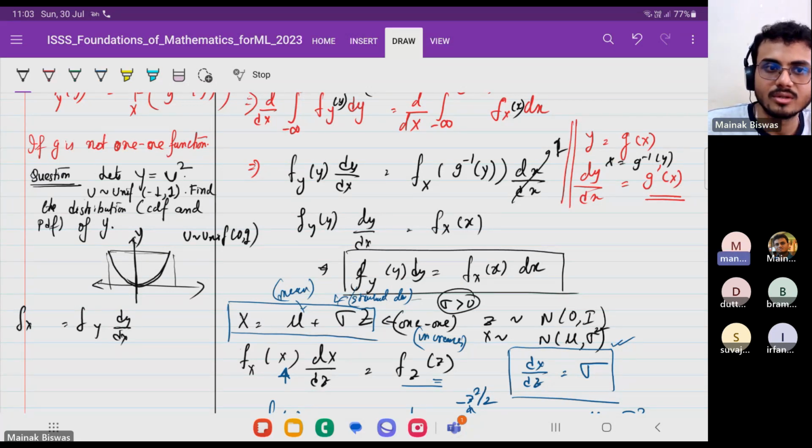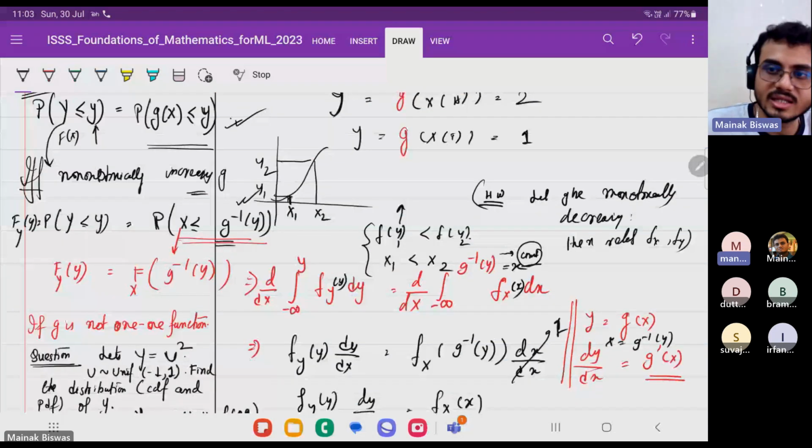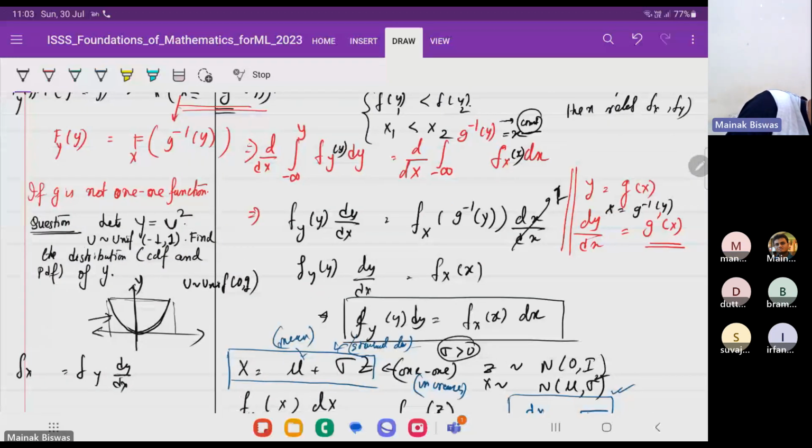If no, I don't think so, because in the proof we have used the concept of inverse, right? And we have assumed a monotonically increasing function. This has a minima, so it's not monotonically increasing. And also it is not invertible in that sense. If it is decreasing and increasing in some interval, it will not have an inverse. That's what I'm saying. I hope you understand.